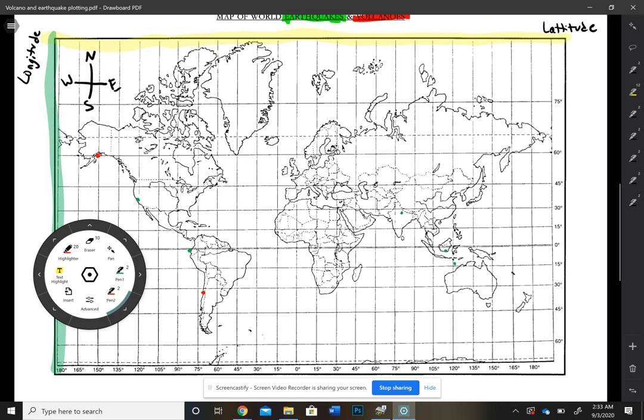Next one. 45 north, 120 west. 45 north. Oh, yay, another one on lines. 120 west. Hope I lost my line. 45 north, 120. That is right here.